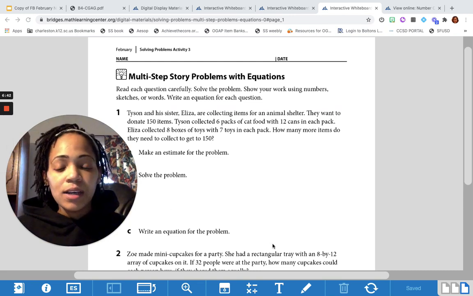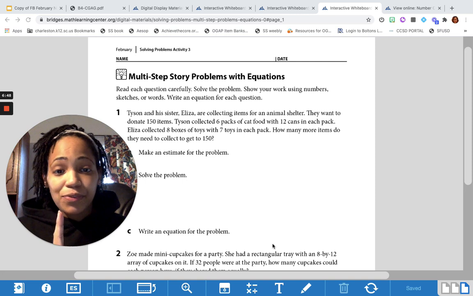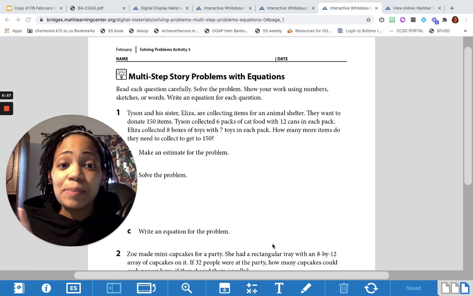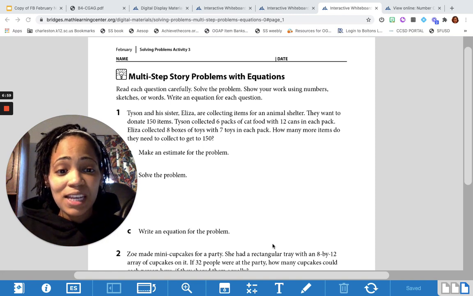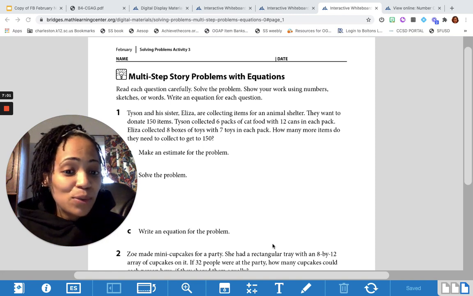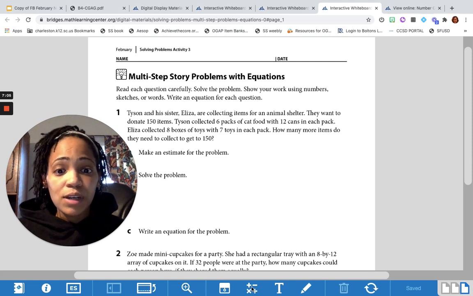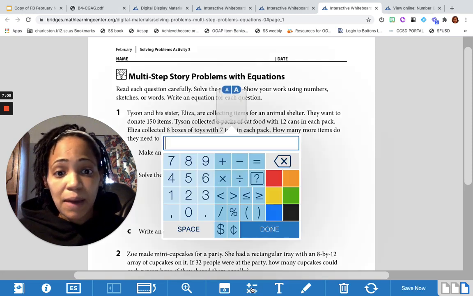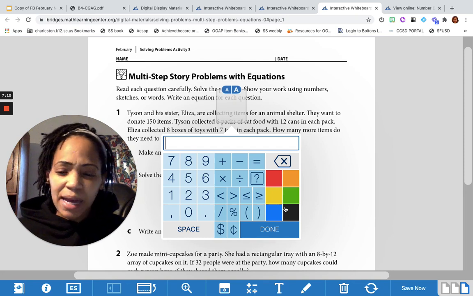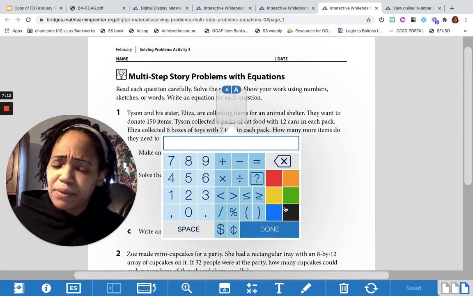So, we know we need 150 total. We know that. The first thing we know, the first set of information, is we know what? What about the cat food? There's 6 packs with 12 in each pack. So what operation would we be doing if we were to solve for how much cat food? 6 packs with 12 in each pack. What operation is that?